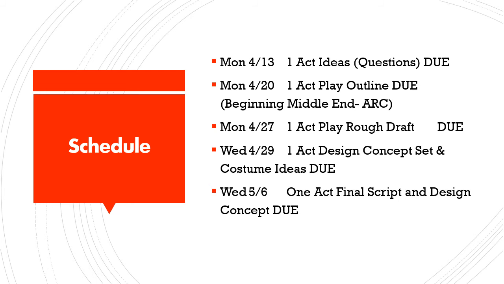Then on Wednesday the 29th, a design concept for your set and costumes for your play. So just as the design concept is due, you will do the same thing for your play. These are 3 to 4 illustrations of your characters, where the place happens. And then ultimately, May 6th, the entire package is due. So it's a final script and the design concept put together as a final package, and this can be in PDF form.